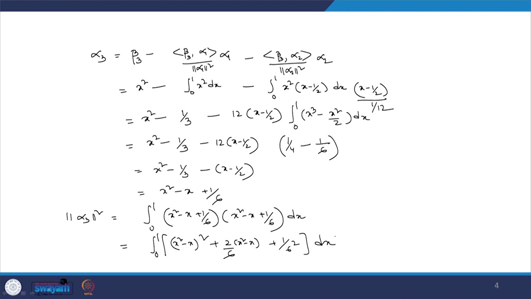So, after simplifications, in the end I can write down norm of alpha 3 whole square equal to 1 by 5 into 36. So, please consider this is the homework and check whether norm of alpha 3 whole square equal to 1 by 5 into 36 or not. So, this implies norm of alpha 3 equal to 1 upon 6 root 5.